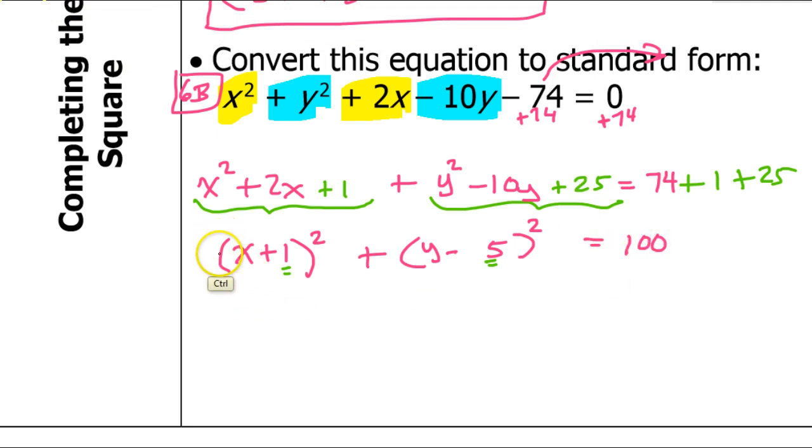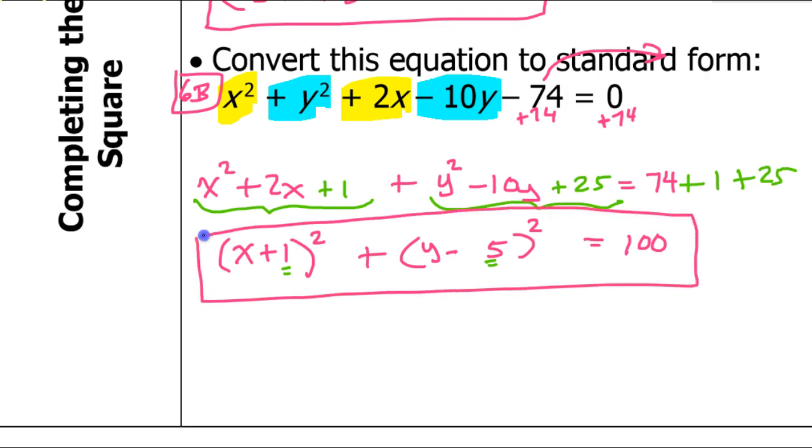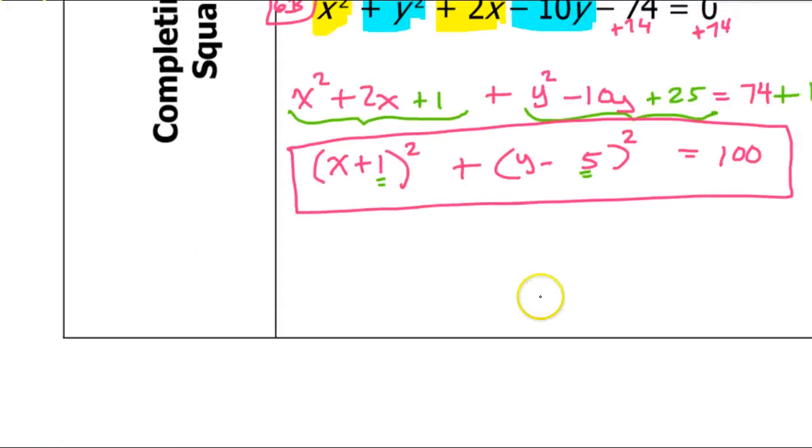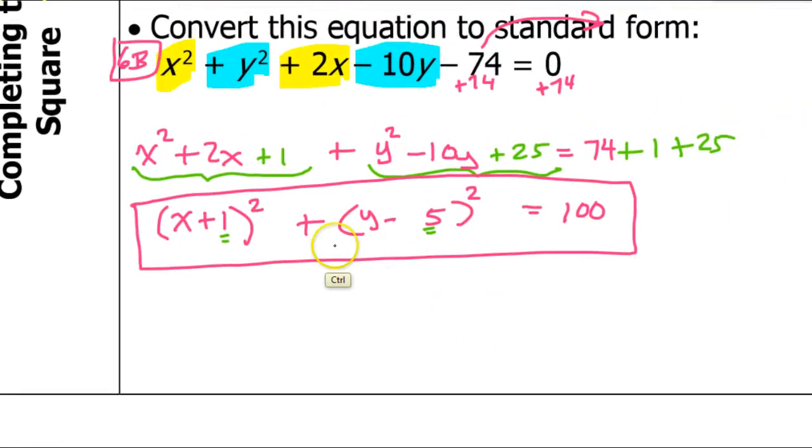So this is now standard form. All right, now this says convert to standard form. By the way, before I go over to that, this is the equation of a circle.